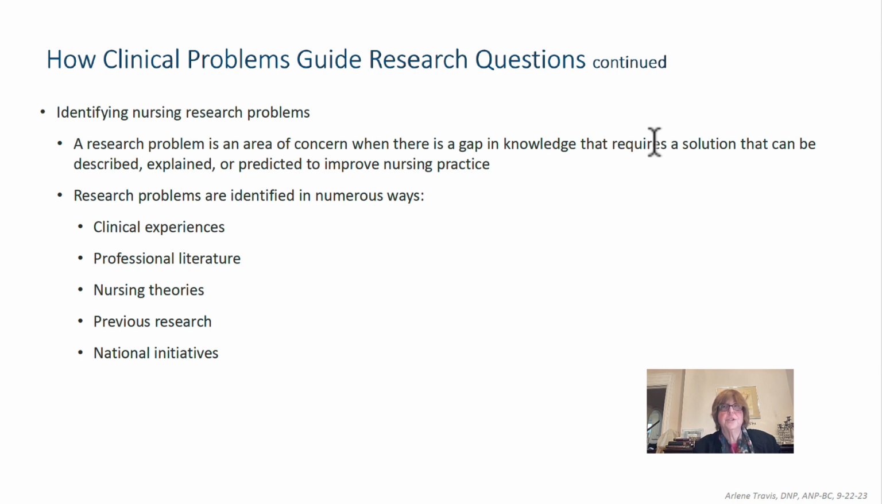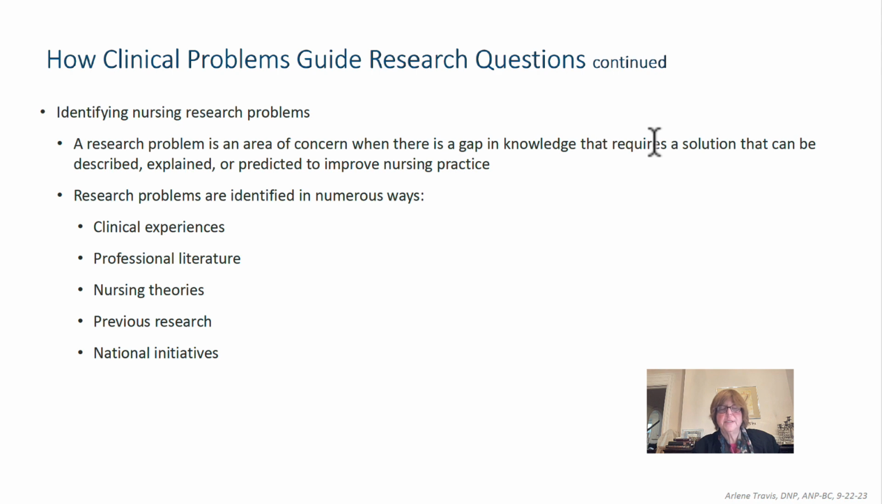Professional literature, which is the review of literature. That's where we look at scholarly literature, peer-reviewed literature, and that was discussed last week. Nursing theories. Nursing theories help us in terms of directing the research. We talked about how nursing theories help in terms of directing the research. They tell us what variables to be looking at. And nursing theories also help us with our practice as well.